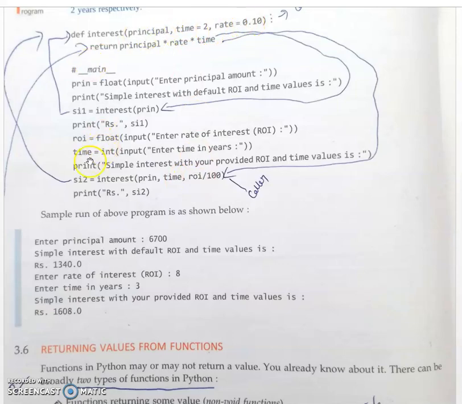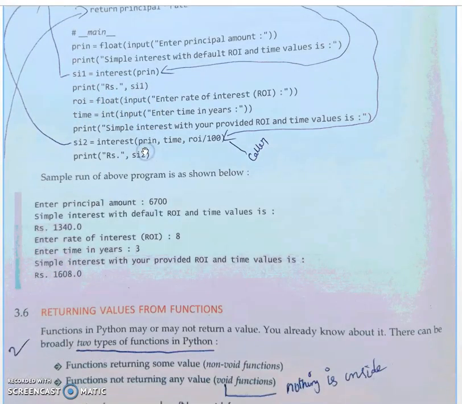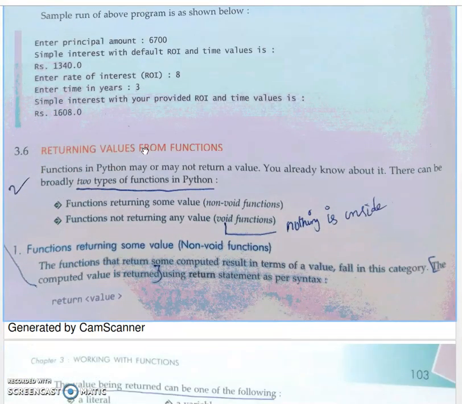After the function is called, the control moves to the called function. This is the called function, or callee function. Here it will execute the statement. After executing the return statement, the control once again moves to the caller statement and assigns the result to SI2. SI2 will be printed. This is the flow of execution in your book. Always they are asking about the flow of execution.